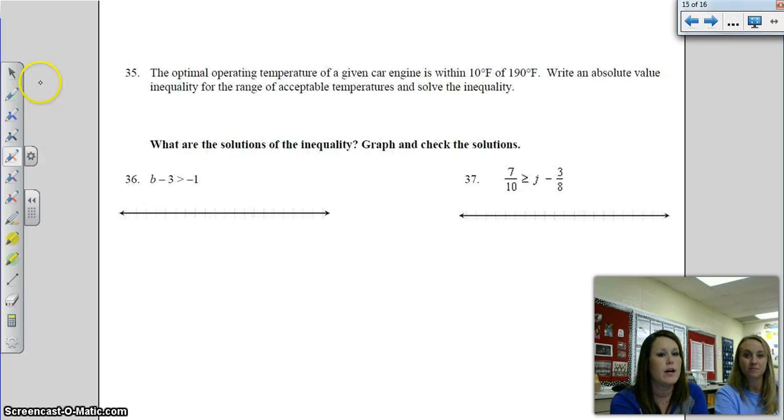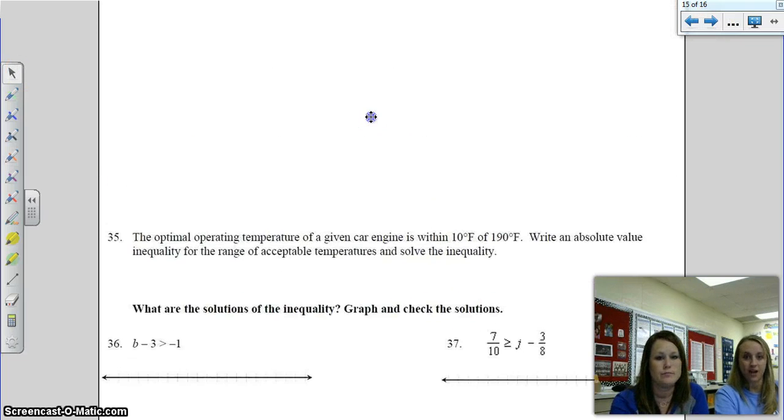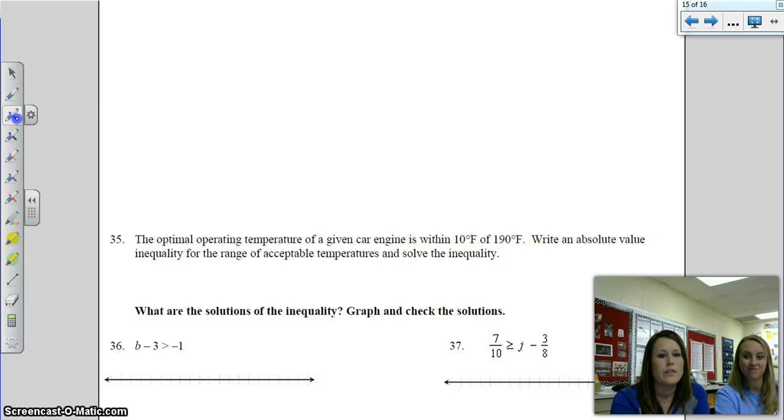35. Okay, I like 35, and then we're pretty much done. 35. The optimal operating temperature of a given car engine is within 10 degrees Fahrenheit of 190 degrees Fahrenheit. I'm going to let you talk about this one because I told my kids a different way to do it. So you talk about how you did it, and then you guys can decide which way makes the most sense for you. Because I feel like there's a couple ways to do it.